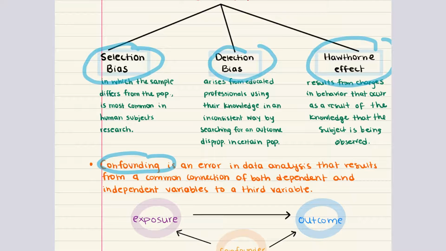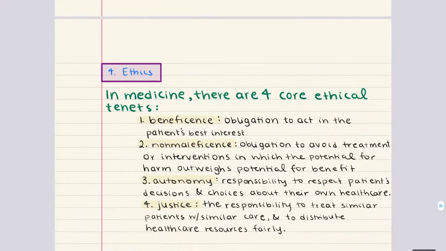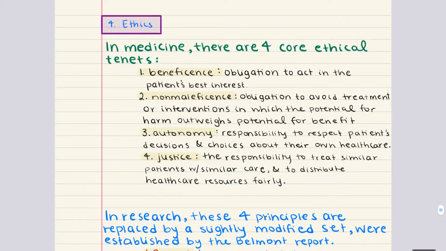With that, we have completed the third objective. Now we can move on to objective 4, where we're going to discuss the core ethical principles that guide both medical practice and research. Ethics plays a fundamental role in making sure that all actions in medicine and research respect the rights and well-being of individuals while promoting fairness and minimizing harm.